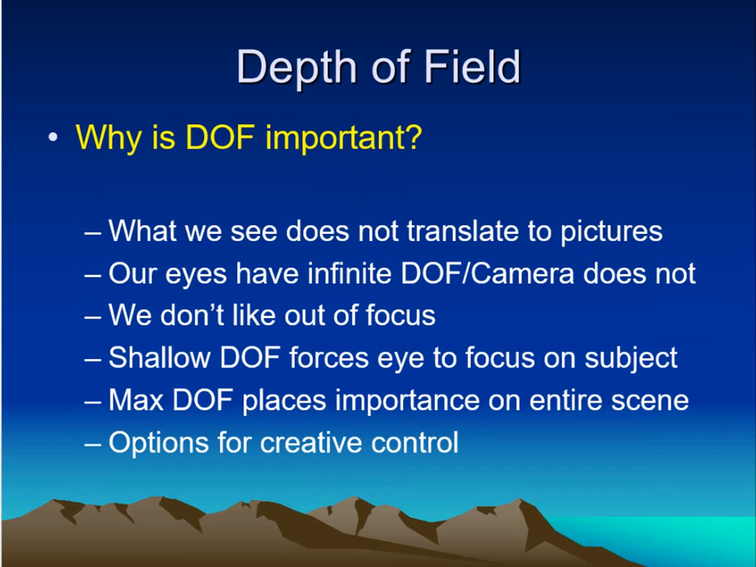So why does depth of field matter? Well, because what we see with our eyes does not necessarily translate to the photographs we want to create. When you think about it, our eyes have an infinite depth of field, and the camera does not. Another thing when we're looking at photographs is our eye tries to avoid things that are out of focus. And so you can actually use your depth of field to force the viewer of your photograph to look at the subject you want them to look at. Shallow depth of field really forces the eye to focus on the part of the scene that is in focus, while maximum depth of field places importance on the entire scene.